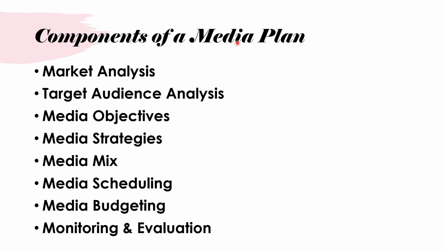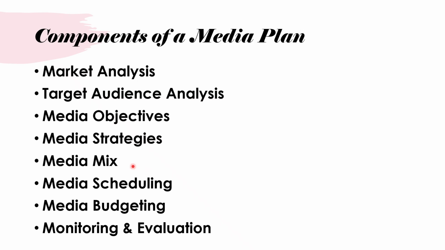Now, let's understand the various components of a media plan, because a strong media plan has several important components. The first one is market analysis, wherein we understand the market, the competitors, and the audience behavior. Next is target audience analysis, where we identify the age of the audience, the gender, the lifestyle, their income, location, and even the media habits. After that, there are media objectives, which help us understand what the brand wants to achieve. For example, awareness. Is it a recall advertisement? Is it going to be an advertisement based on engagement, reach, etc.? Then there are media strategies, which tell us how these objectives will be achieved, through media mix, scheduling or budgeting.